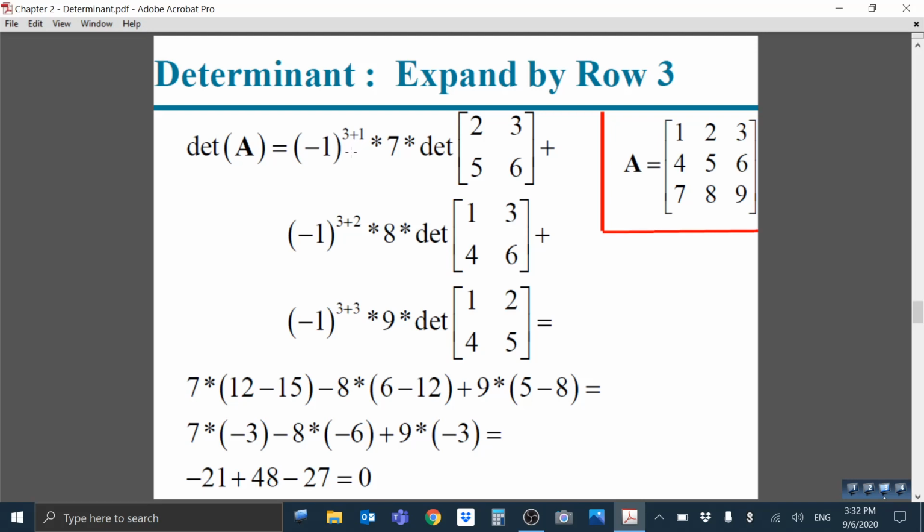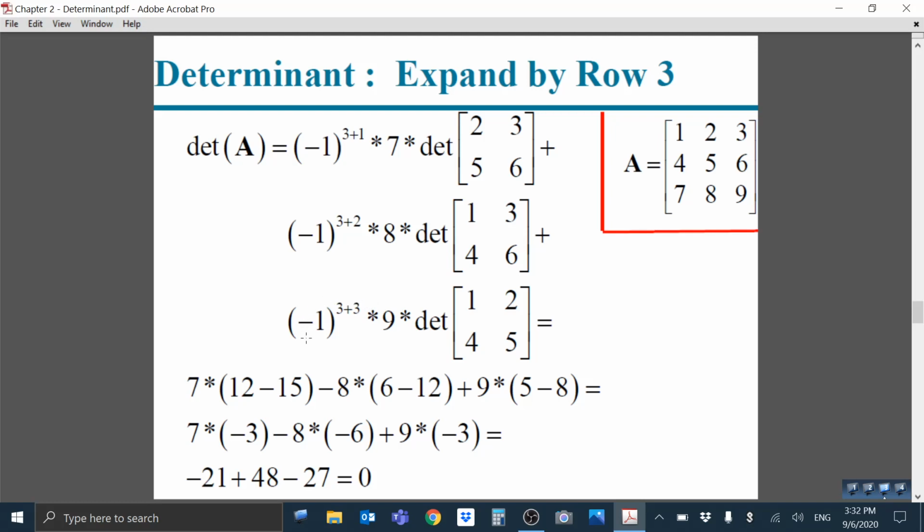Negative 1 to power 4 is 1, times 7 is 7, times the determinant of this 2 by 2 matrix. So it's 2 times 6 minus 3 times 5, which is 15. So 12 minus 15, that's what we have here. Plus, negative 1 to power 5 is negative 1 times 8 is negative 8 times the determinant of this matrix. So 1 times 6 minus 3 times 4. So 6 minus 12. That's what we have.